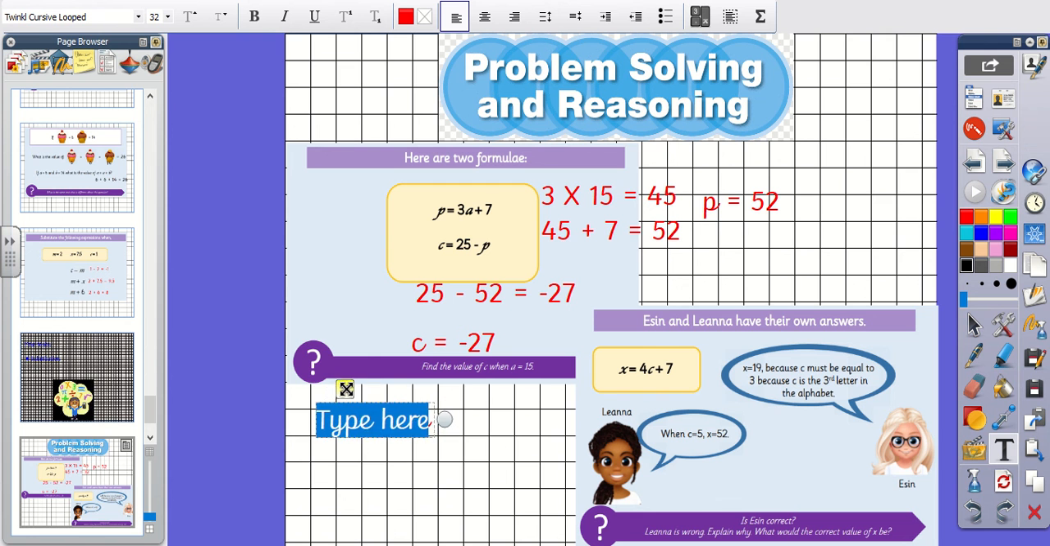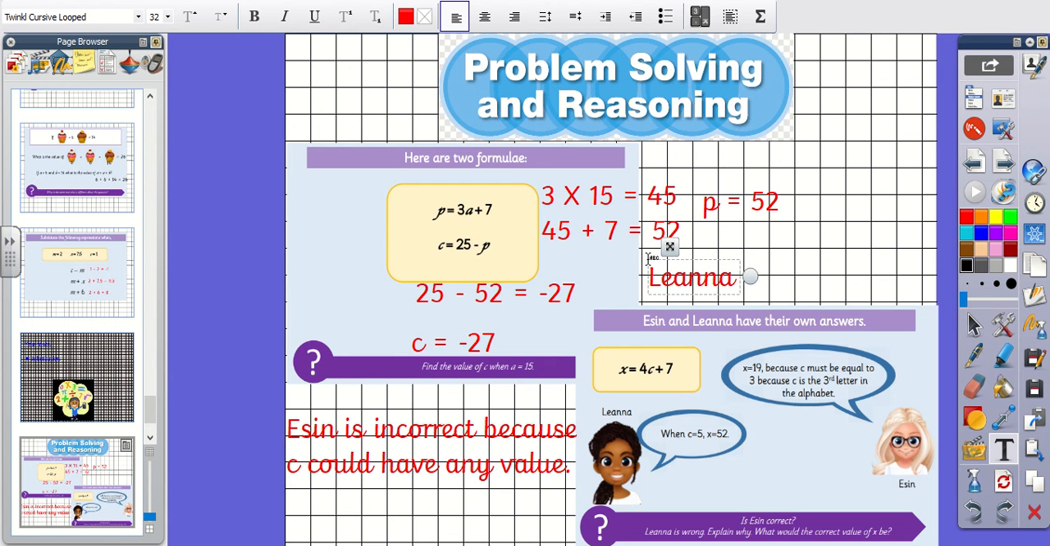So let's go to Esin first. So Esin is incorrect because, as we said yesterday, C could have any value. Just because it's the third letter in the alphabet doesn't mean that it's equal to 3. It could have a value of 100. It could have any value. So don't just go with the letters in the alphabet matching to the numbers that they are. Okay. And then Liana. So Liana is also incorrect.